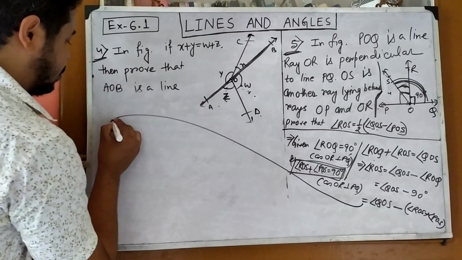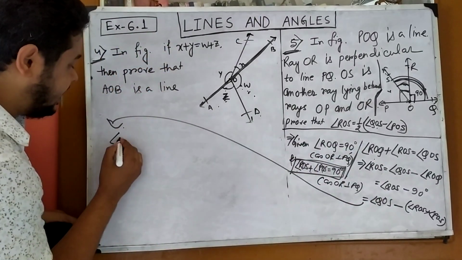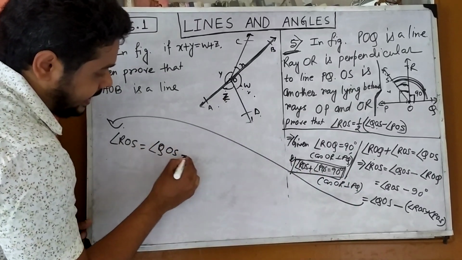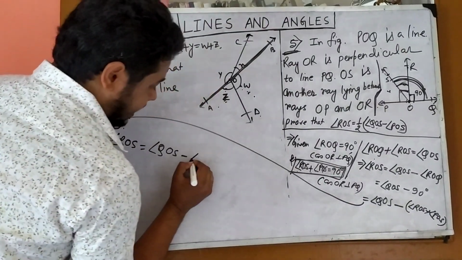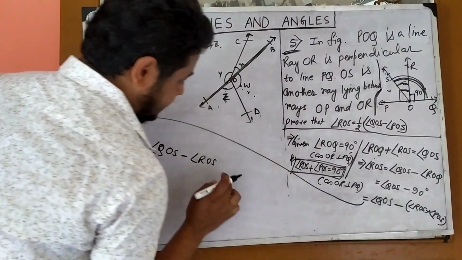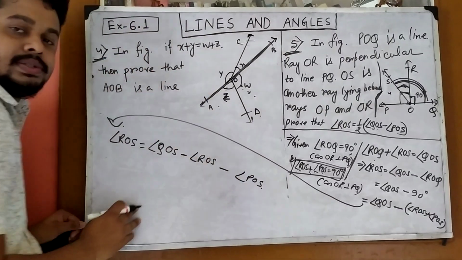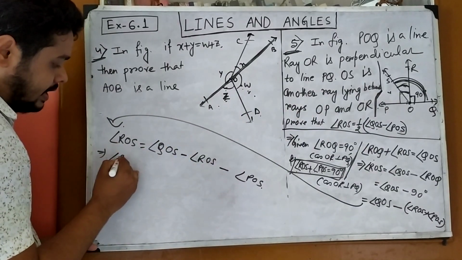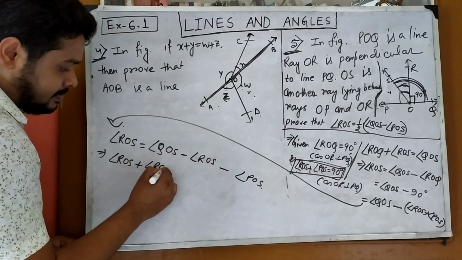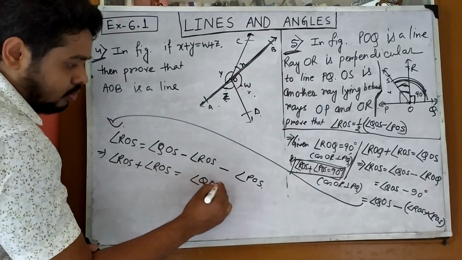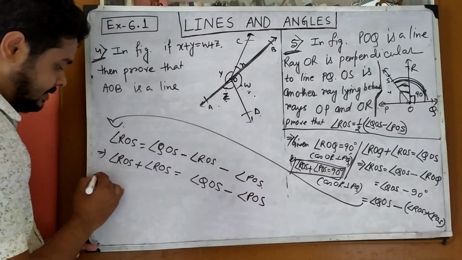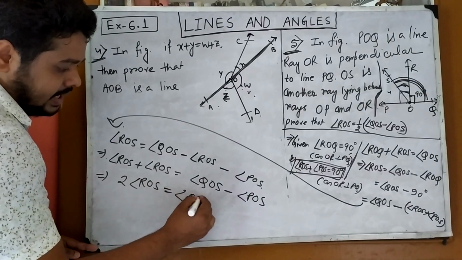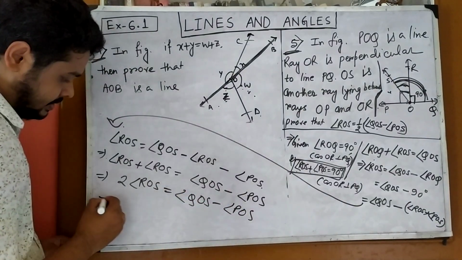Okay, now taking this to here. Now on the left hand side ROS is there and on the right hand side QOS minus angle ROS plus minus angle POS. Clear? Now taking this ROS to the left hand side, minus ROS becomes plus ROS, angle QOS minus angle POS. So ROS plus ROS is 2 ROS equal to angle QOS minus angle POS.